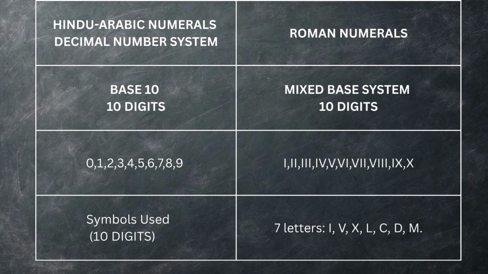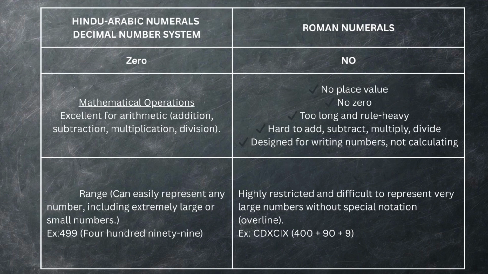Why? Because they use only 7 basic symbols to represent numbers. These symbols are I, V, X, L, C, D, and M. Another important difference, we have 0 and a place value system. Because of place value, we can easily write and calculate very large or very small numbers. But in Roman numerals, 0 does not exist and there is no place value system.